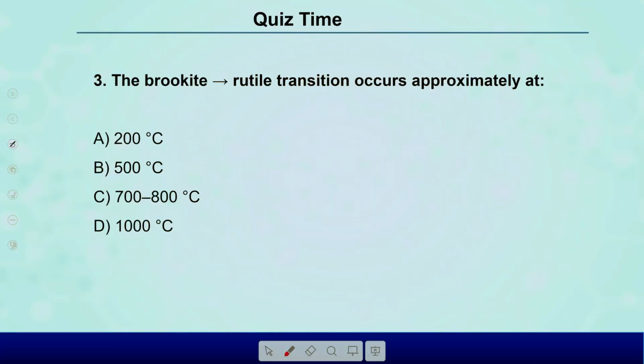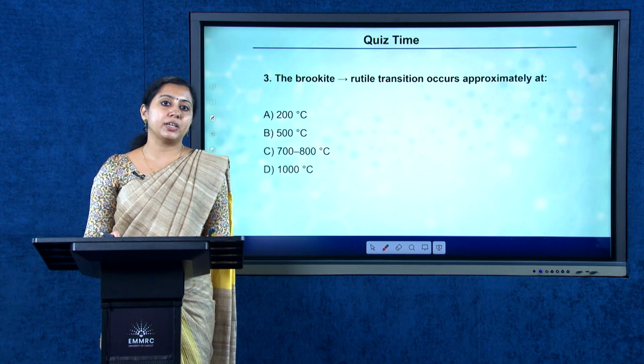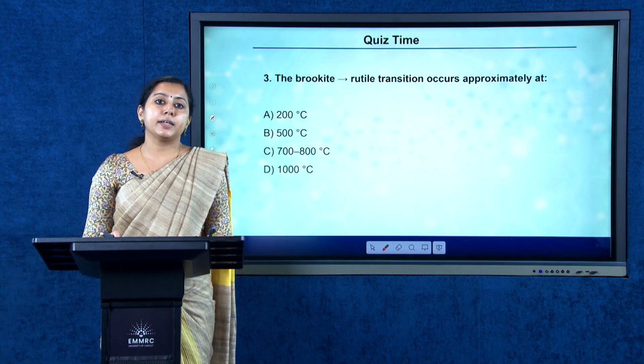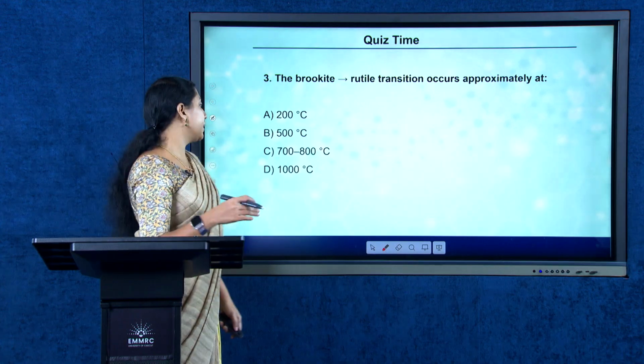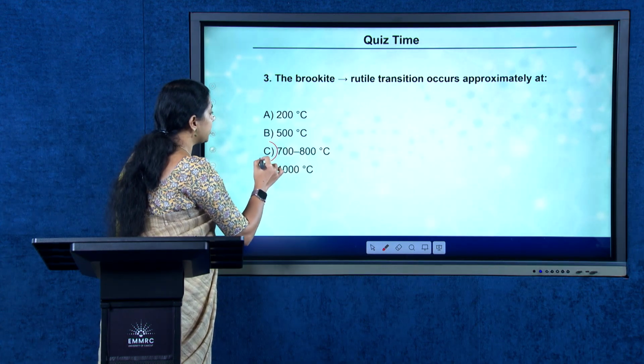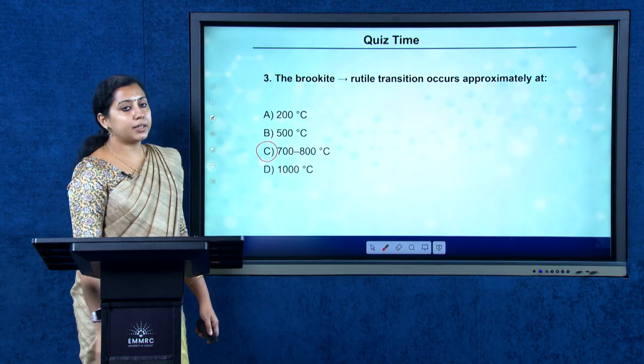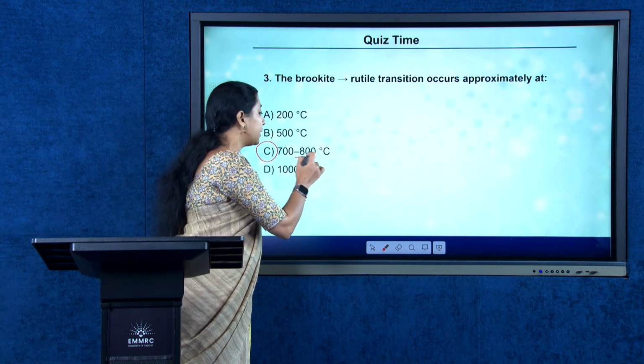Now, let us move on to the third question. The brookite to rutile transition occurs approximately at option A 200 degrees Celsius, option B 500 degrees Celsius, option C 700 to 800 degrees Celsius, option D 1000 degrees Celsius. So, the brookite phase is a metastable one and it can be easily converted into the rutile phase upon heating, and the heating temperature is generally above 700 degrees Celsius. So, the correct option is option C, 700 to 800 degrees Celsius.